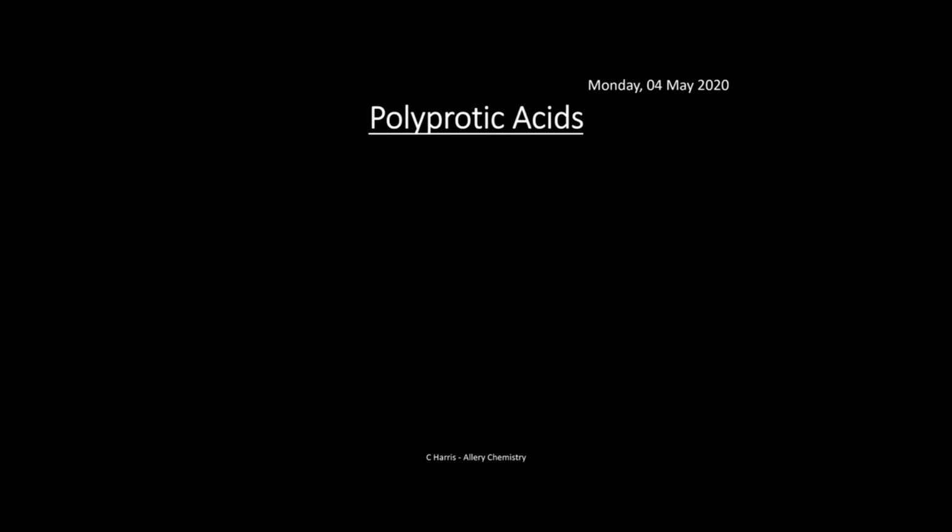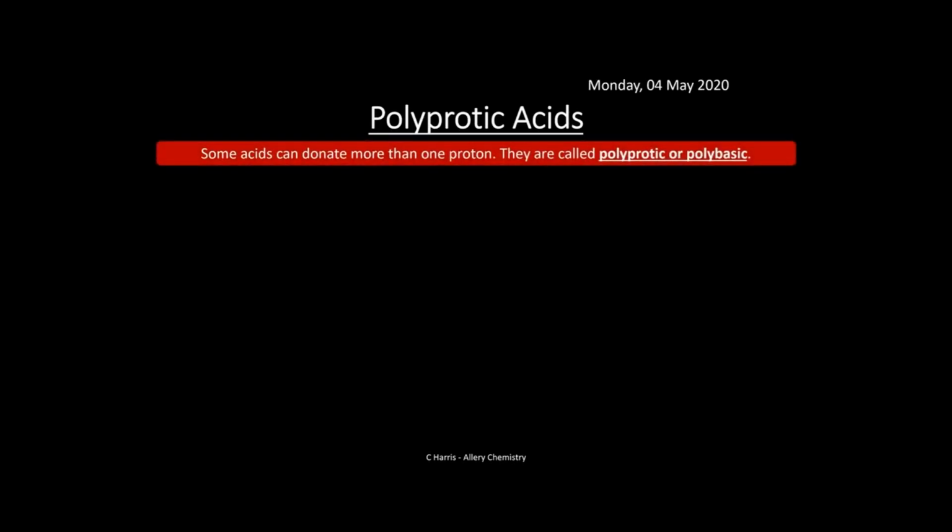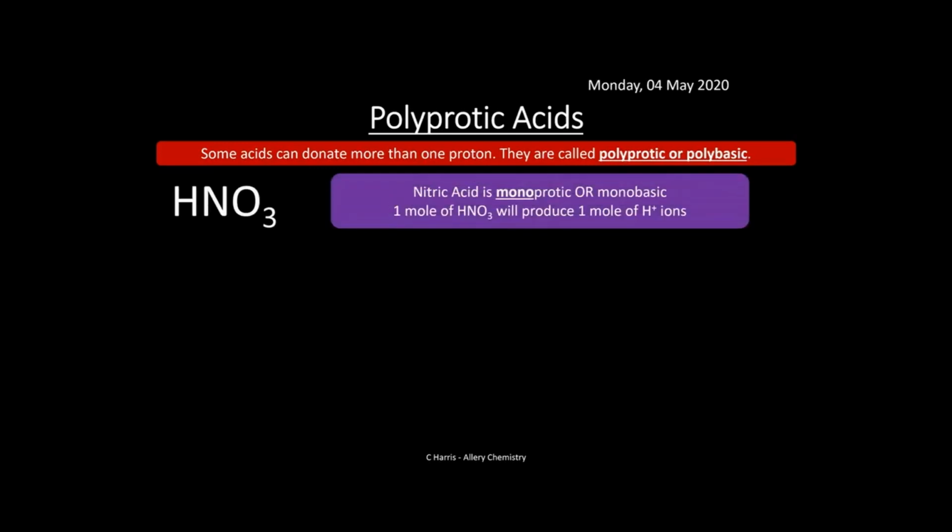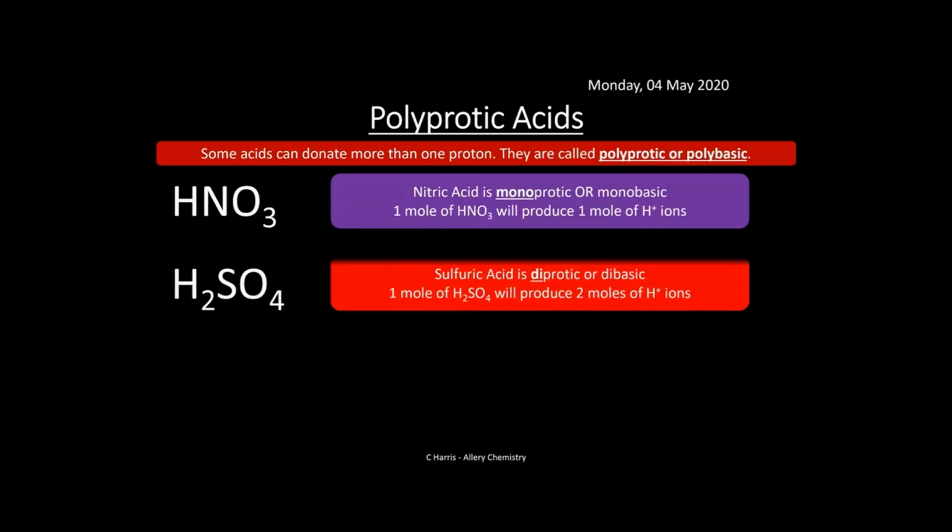Okay, so on the topic of acids, let's look at different types of acids. Polyprotic acids are an example of acids that you will see in everyday chemistry. Some acids donate more than one proton, so it's not exclusively one proton. Some have two, and we call them polyprotic, or even polybasic if they accept protons. For example, HNO3 is a monoprotic or monobasic substance. So 1 mole of HNO3 will produce 1 mole of H plus ions.